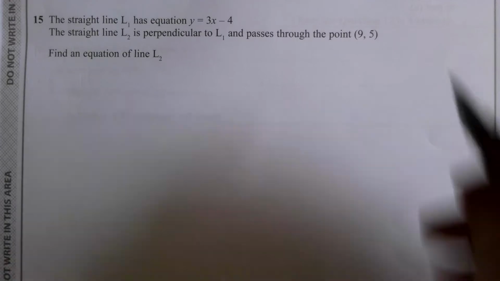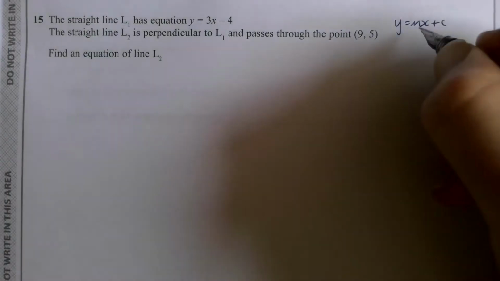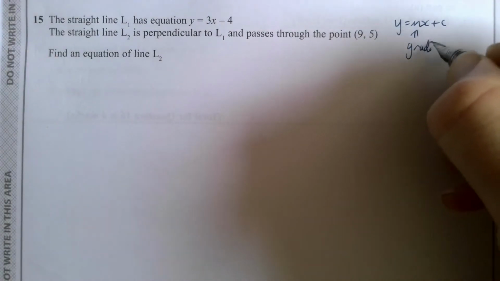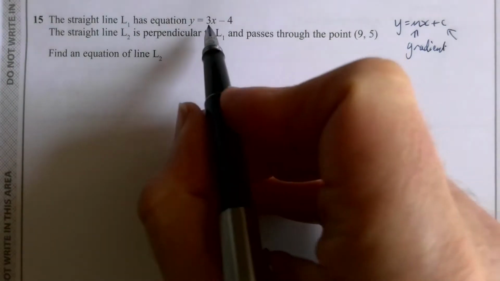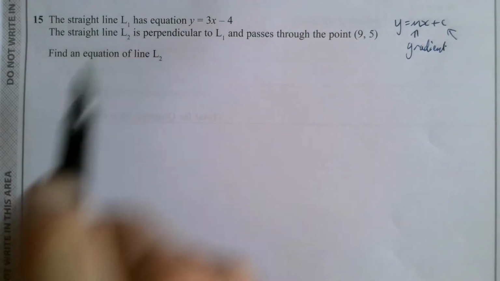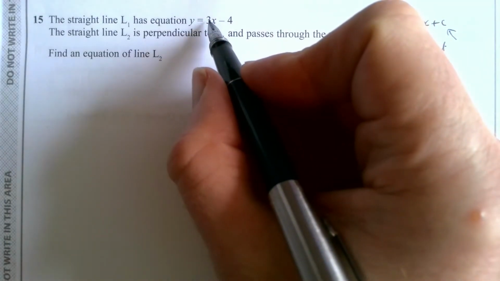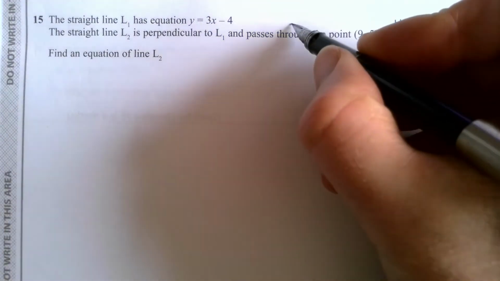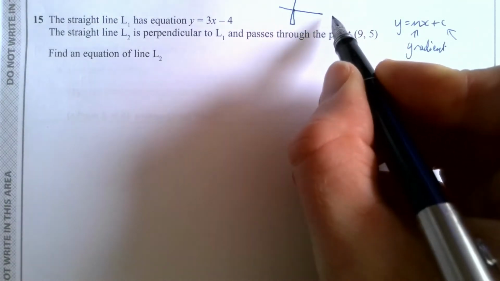Okay, this is what's known as a y equals mx plus c question. So m is the gradient and c is your y-intercept, what you get when x is 0. So the gradient is 3 for line 1. A perpendicular gradient, to get a perpendicular you need what I call the negative reciprocal. So the opposite of going up 3 for every 1 you're going is going to look like that. It's going to be a very shallow one on a negative gradient.